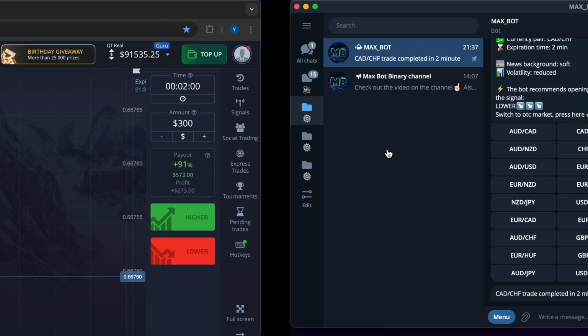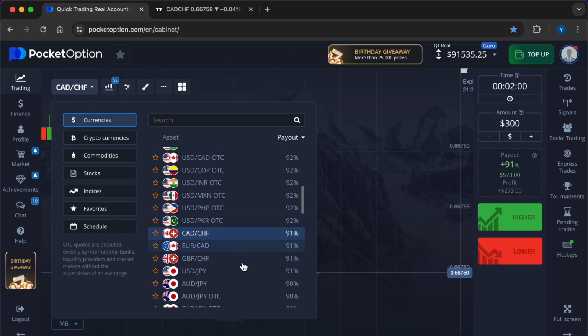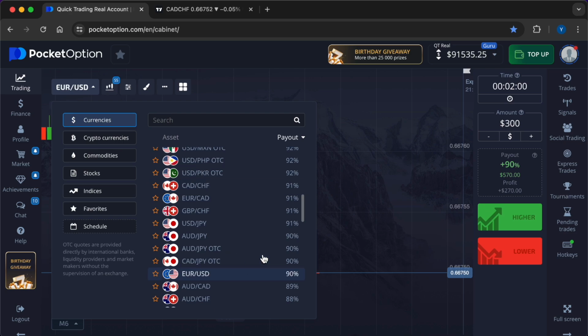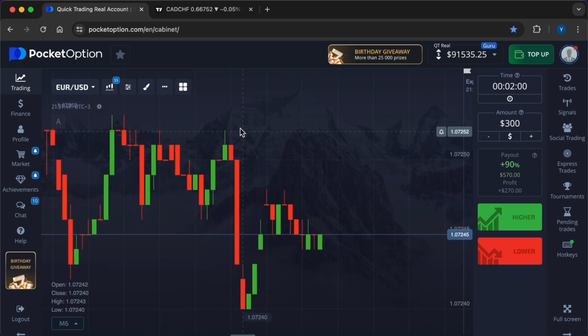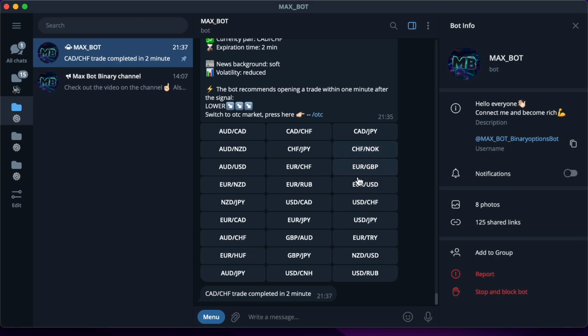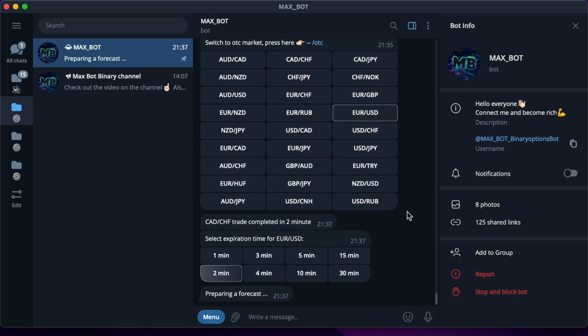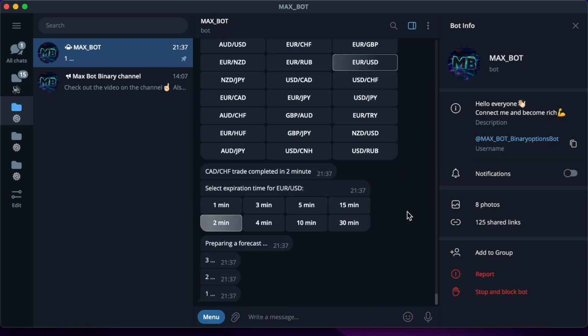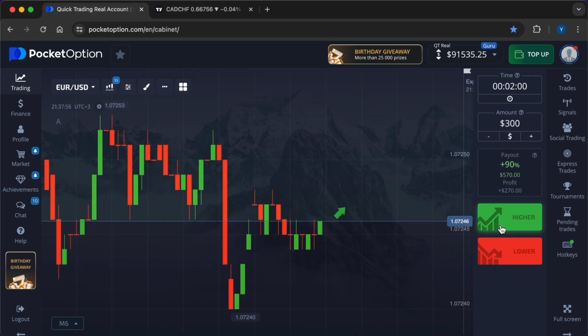Now I'm going to change the currency pair for a change. Of the 27 options that are available in the robot's menu, I will focus on the Euro/US dollar currency pair. Payout 90%. I will leave the investment amount at the level of $300. 2 keystrokes in the bot menu and the signal instantly appears in front of us.